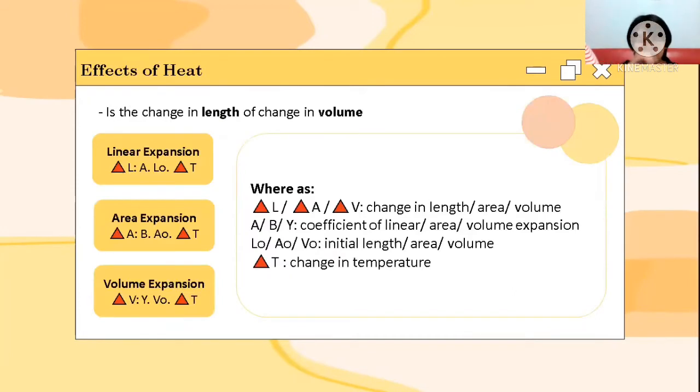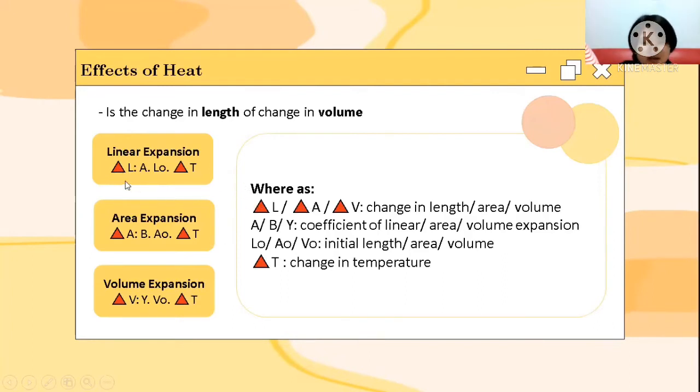Now, there are several effects of heat. In this one, we would only focus on the length and on the volume. They would cause the change in length and the volume. Although area can also be changed, linear and volume expansion is the one that we'll be focusing on today.